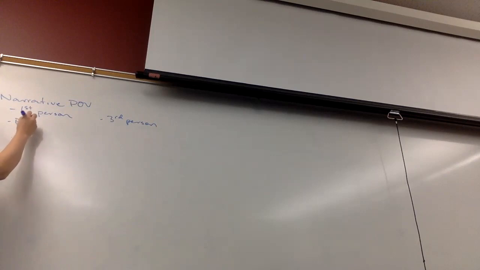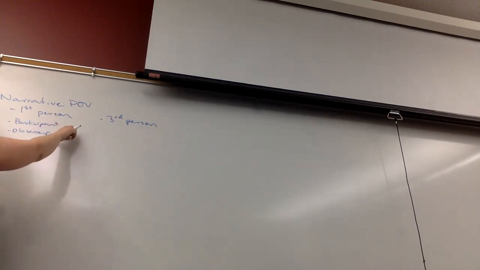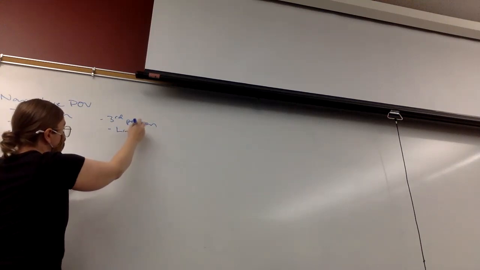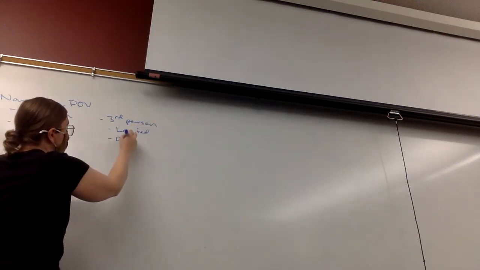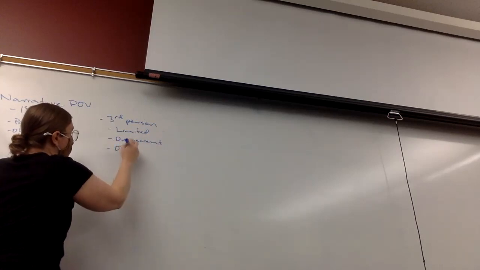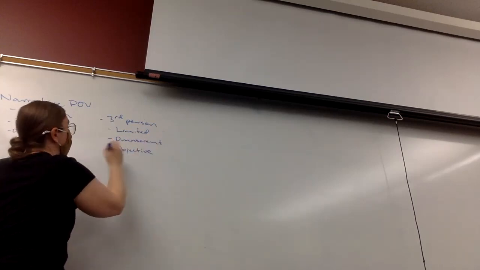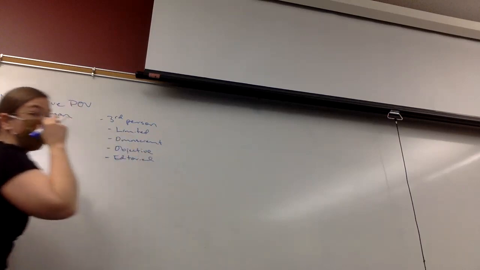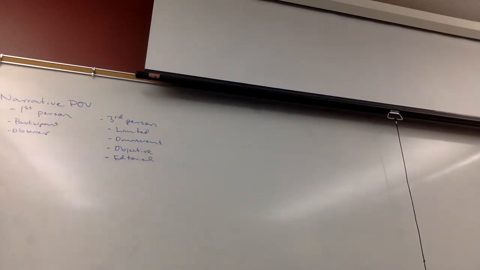In first person, we've got participant and observer, which is very interesting in How I Met My Husband, how those interact. And then in third person, we had limited and omniscient. We had objective, meaning they didn't necessarily insert their opinions, and we had editorial. Those are the main ones that you'll want to think about. So we talked about narrative point of view.